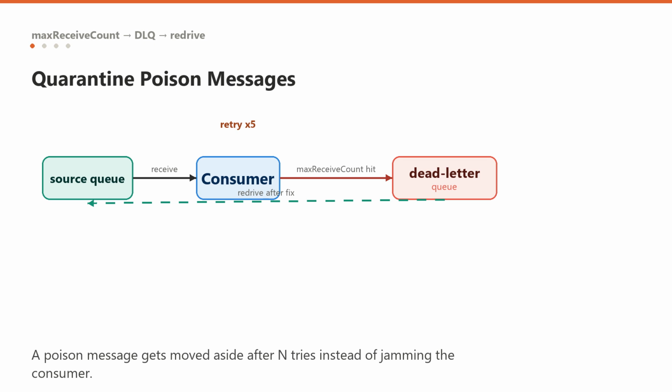So you attach a dead letter queue and set a max receive count, say 5. Once a message has been received that many times without being deleted, SQS moves it to the dead letter queue automatically. There it sits, isolated, where you can inspect it, alarm on it, and debug. Once you've fixed the cause, you use the redrive feature to move those messages back to the main queue for reprocessing. A dead letter queue is the difference between one bad message and a stuck consumer.